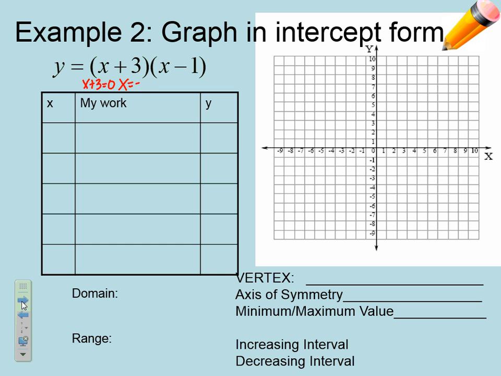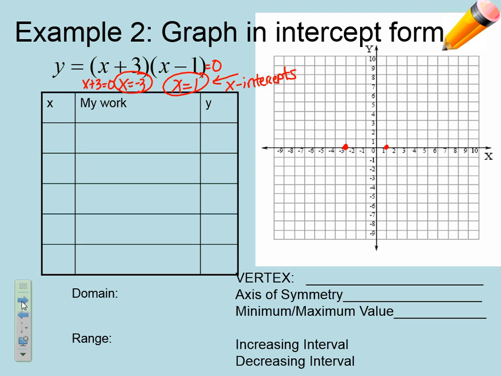x equals -3. I'm going to circle that. x minus 1 equals 0. What's the solution? x equals 1. These two right here are x-intercepts. So we know two spots on the x-axis that this parabola goes through. We know it goes through at -3, and we know it goes through at +1. These are the two side points of the parabola.